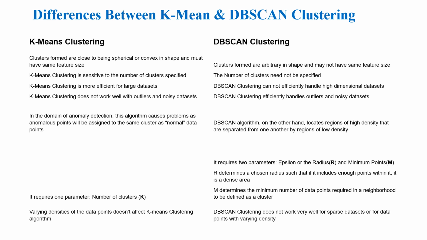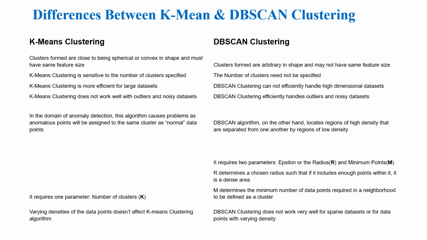In the domain of anomaly detection, the algorithm causes problems as anomalous points will be assigned to the same cluster as normal data points. K-means clustering only requires one parameter, the number of clusters, K. Varying densities of the data points doesn't affect K-means clustering algorithm. For DBSCAN clustering, clusters formed are arbitrary in shape and may not have the same feature size. The number of clusters need not be specified.